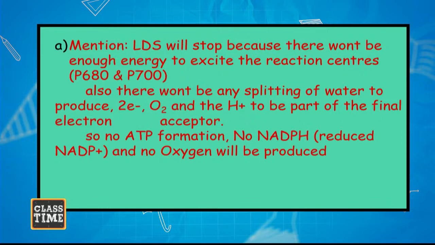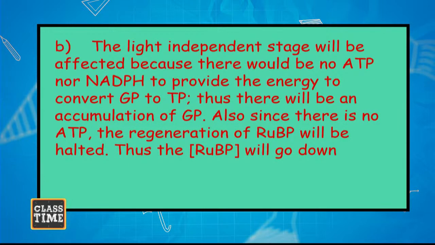At sixth form, we expect you to not only be specific, but specifically detailed. So you need to specify the fact that P680 and P700 will not get enough energy to be excited. Also, there won't be any splitting of the water, so therefore there'll be no hydrogen ions for the final part. For the light-independent stage, if there's no light, there'll be no ATP or NADPH to provide the energy to convert your GP to your TP.